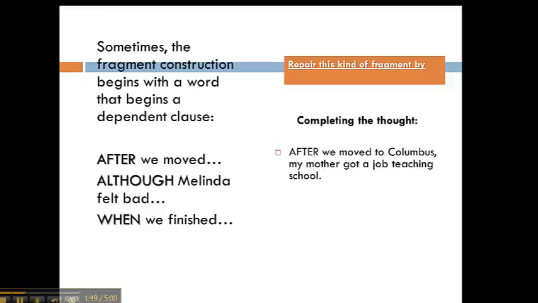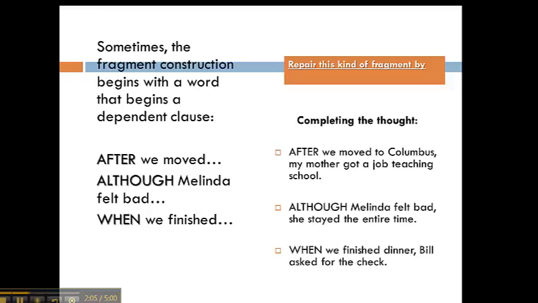See, a dependent clause has to be attached to an independent clause in order for it to become a complete sentence. The "although" clause: "Although Melinda felt bad, she stayed the entire time." Now we know what happened, although Melinda felt bad. And the same thing with "When we finished dinner, Bill asked for the check." Now we know what happens in the sentence and the thought has become complete. So if your fragment is created because of a dependent clause marker, then just go ahead and finish that sentence and you should be able easily to repair the fragment.